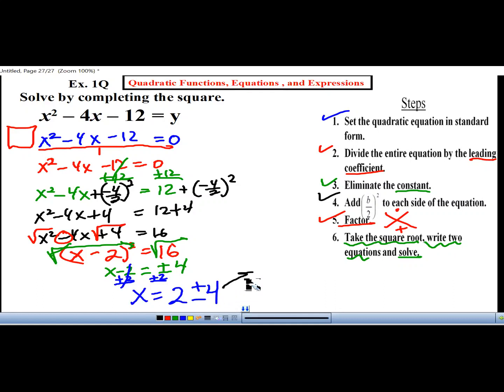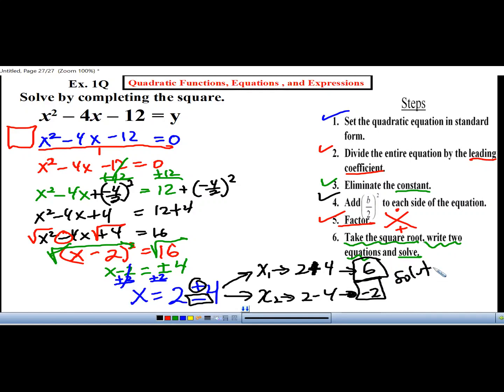So at this moment, we're going to write our two equations. x sub 1, what is x sub 1? 2 plus 4, which is 6. And x sub 2, 2 minus 4, because here's a minus right there, which is negative 2. And these are my solutions, also known as x-intercepts, also known as roots, also known as zeros. And we'll get more into the zeros later when we're in another transformation of functions, graphing of functions.